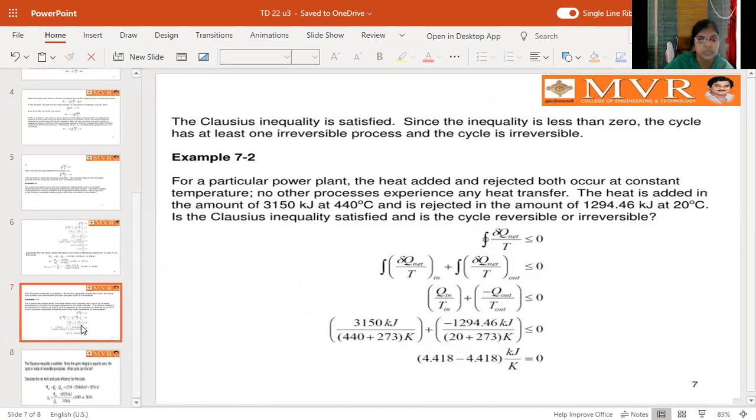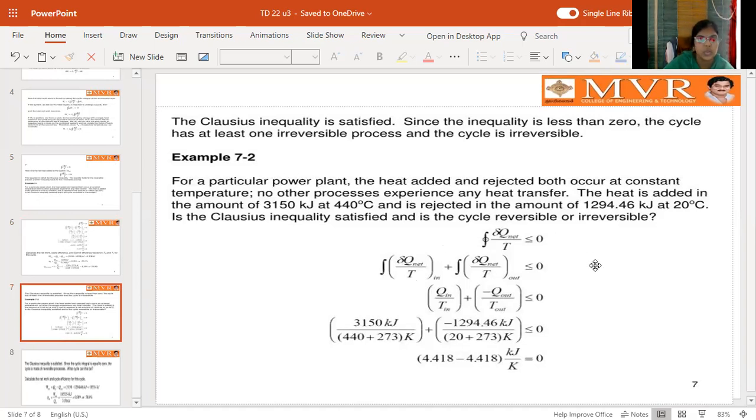Okay, and next: for a particular power plant, the heat is added and rejected both at constant temperature. No other process experiences any heat transfer. The heat added is 3150 kilojoule at 440 degrees centigrade, and rejected is 1294.46 kilojoule at 20 degrees centigrade. Is the Clausius inequality satisfied, and is the cycle reversible?